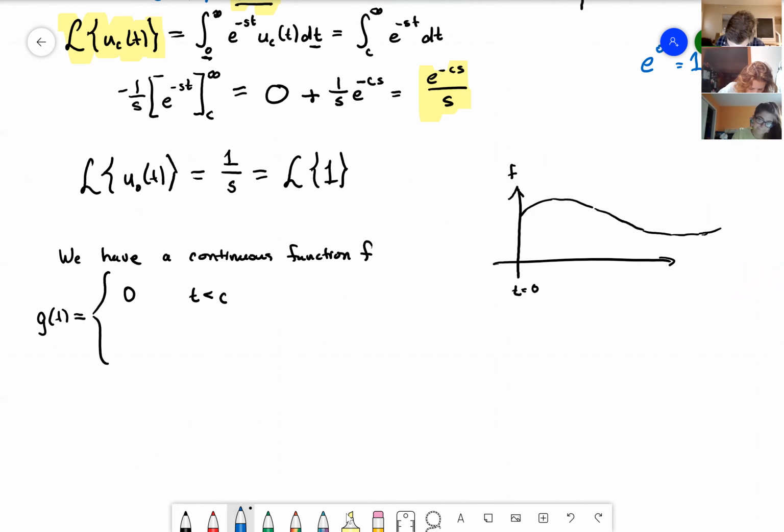We're going to shift it. So let's shift it like this. So maybe we'll end up with something that kind of looks like this, right? So that's our function shifted forward by some amount c. So our new function is going to be equal to 0 up to that point, and then it's going to be equal to that original function, but shifted forward.